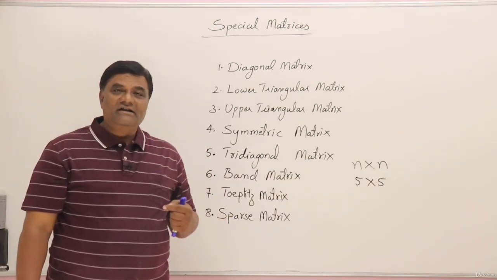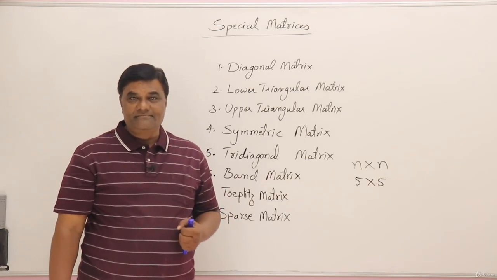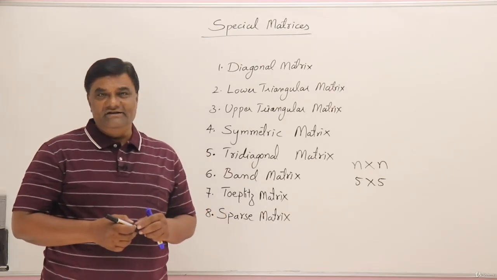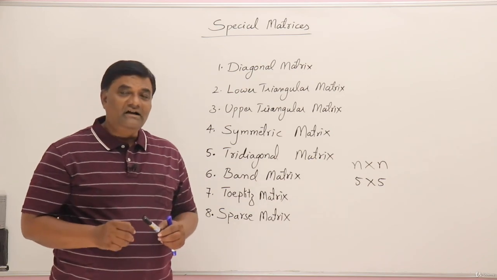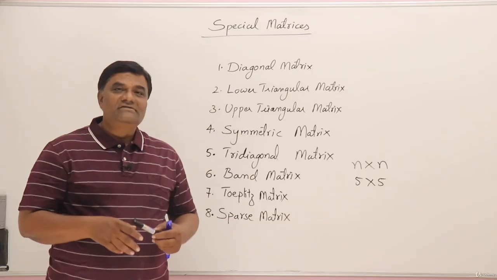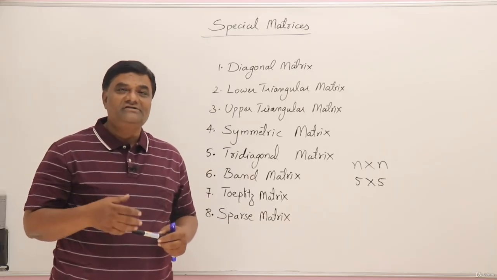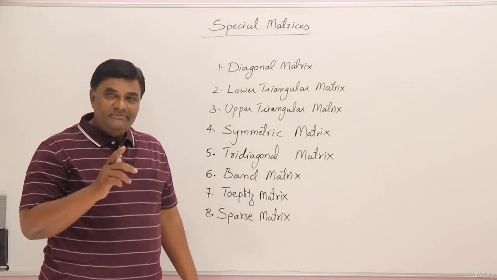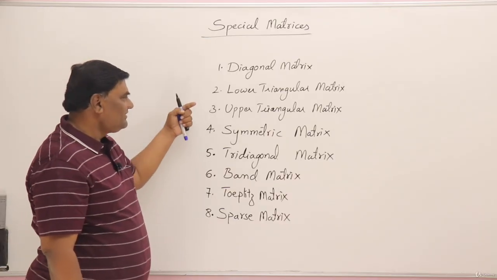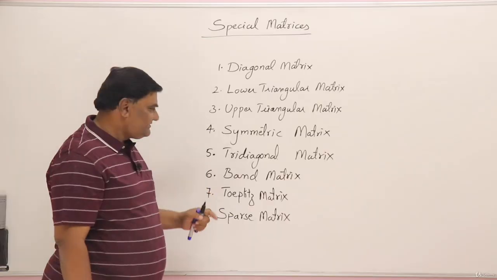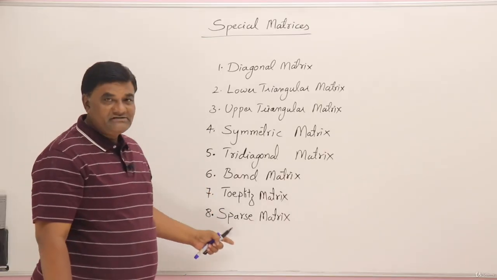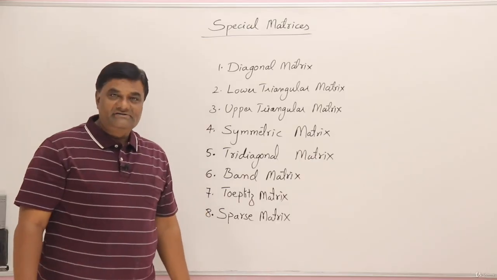And the second thing is they have a large number of zero elements. If there are many zero elements, then we can handle them specially and store only non-zero elements and avoid storage of zero elements, so that space can be saved as well as computation time. So we'll be learning about all these matrices one by one. I'll just read out their names: diagonal matrix, lower triangular, upper triangular, symmetric matrix, tridiagonal, band matrix, Toeplitz, and at last we'll learn about sparse matrix.